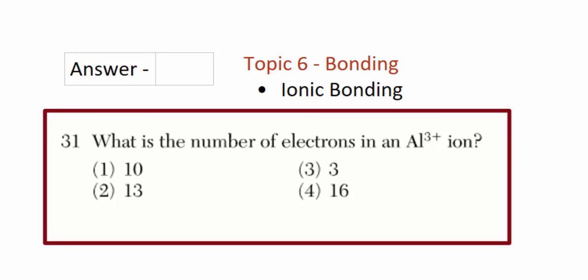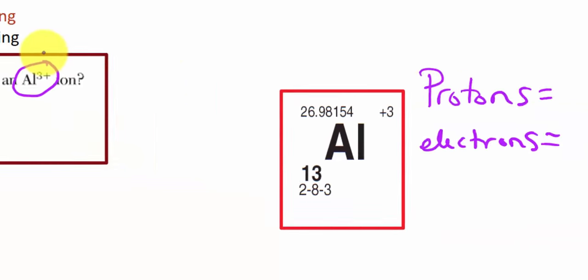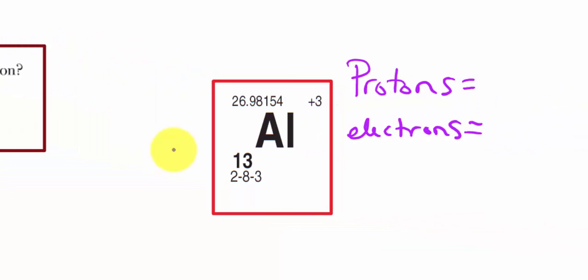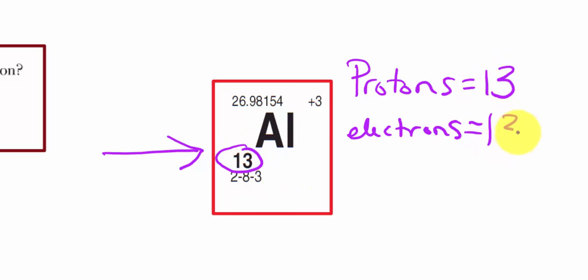Question number 31. What is the number of electrons in an aluminum plus 3 ion? Note that the charge of this ion is plus 3. I've included some information from the periodic table, the box that has aluminum in it, and we can always tell from the boxes on the periodic table the number of protons, which is the atomic number, in this case 13, and if the atom was neutral it would also have 13 electrons.